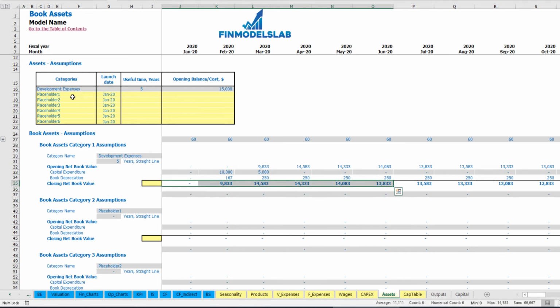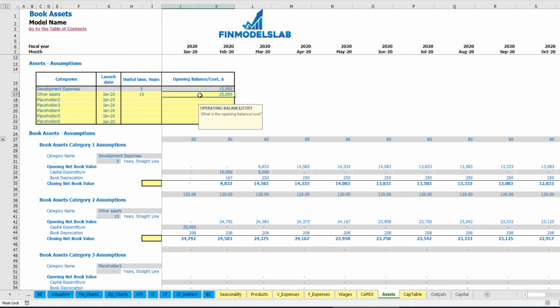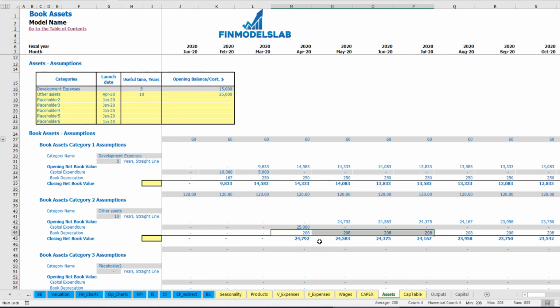Additionally, you have up to 6 placeholders for other assets, for example, other assets with a useful life of 10 years, with a cost of $25,000 and with a launch date in April. You may find it in here. You can see capital expenditure, you may see book depreciation by months for these amounts, and you may see closing net book value.